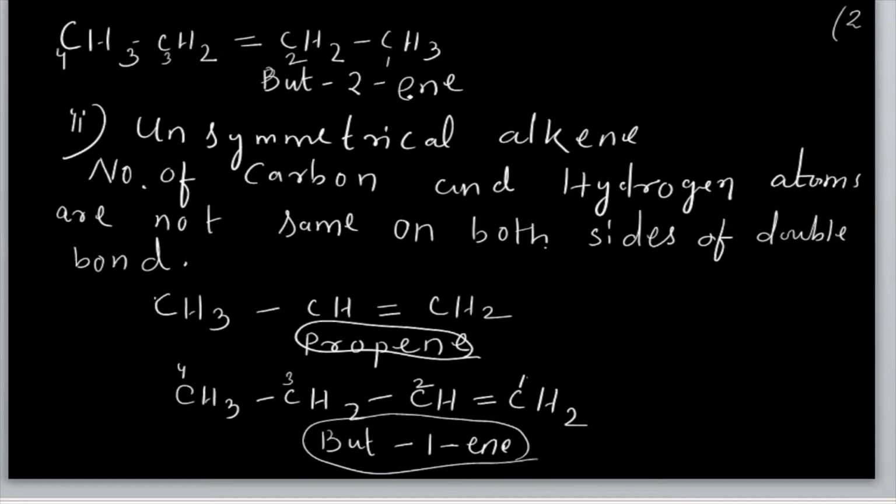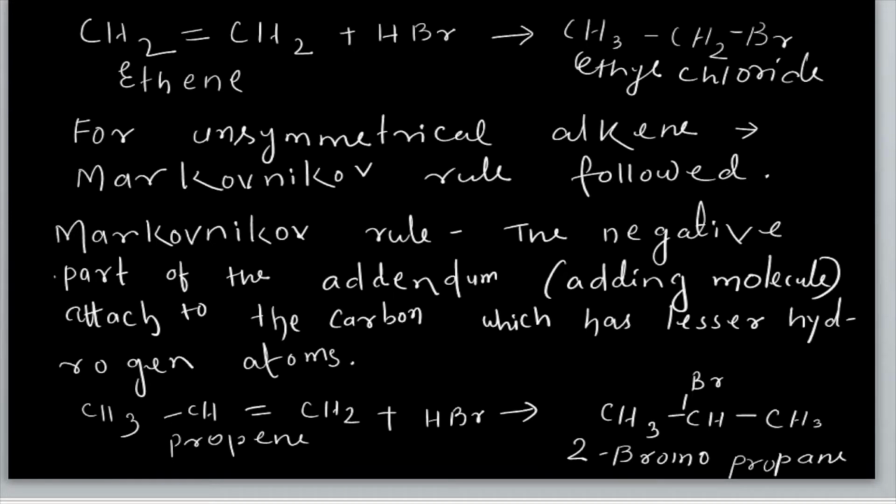Now here you can say that there are two types of alkene: one is symmetrical, the other one is unsymmetrical. Next you will see how the reaction takes place. That means, suppose we know very well when ethene reacts with HBr, what is the product?